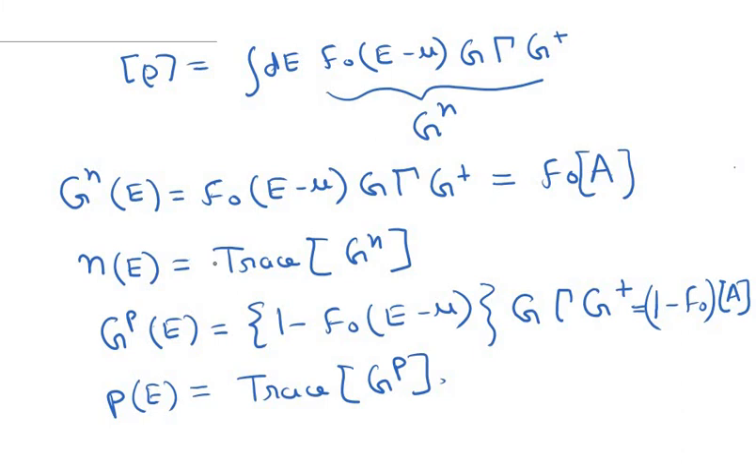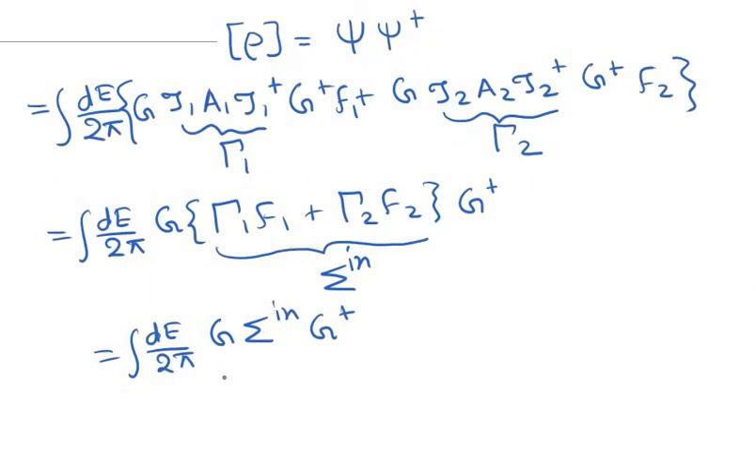Actually we need to put a 1 by 2 pi here, because from what we remember, the density of states is the trace of the spectral function A divided by 2 pi. So we also need to put a 1 by 2 pi here, which we forgot about last time. The 1 by 2 pi should come here basically.